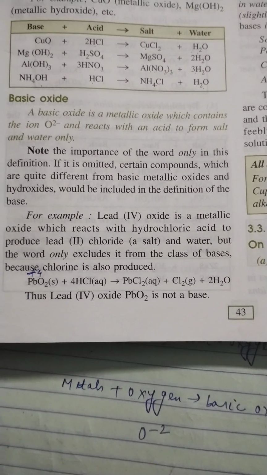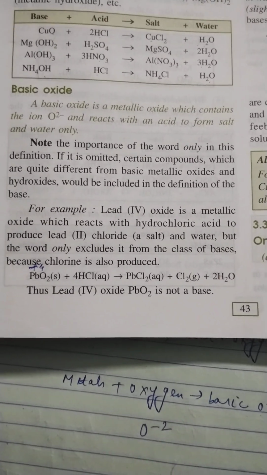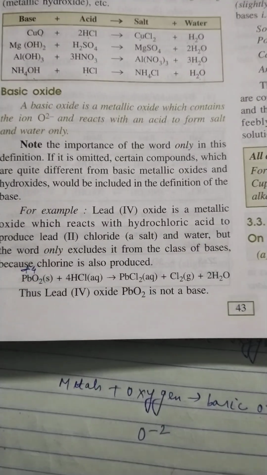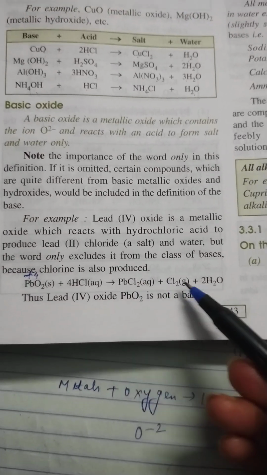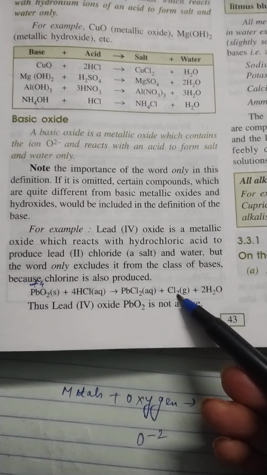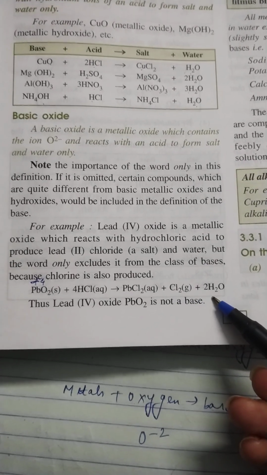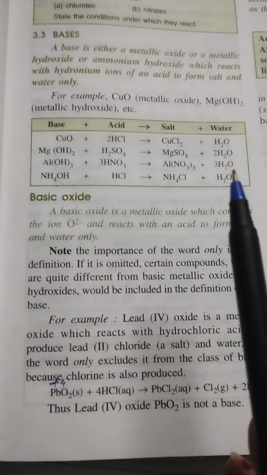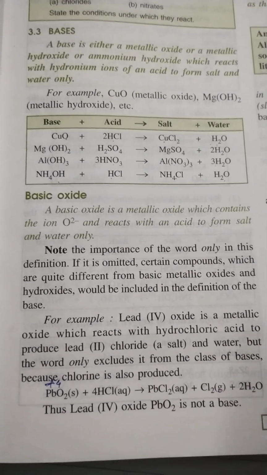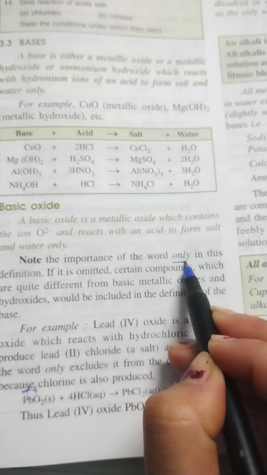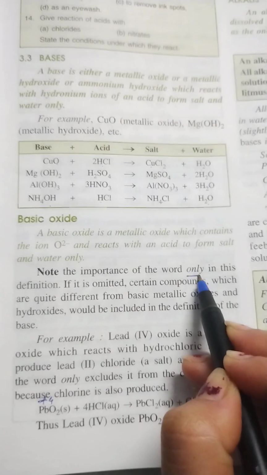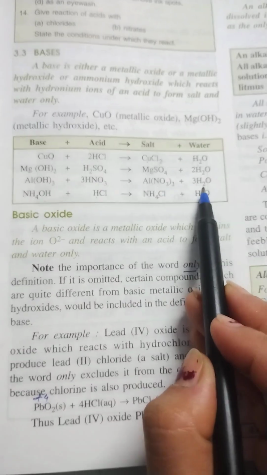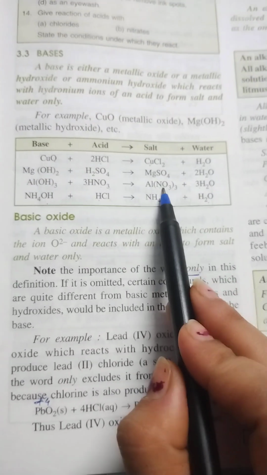Now remember, lead 4 oxide is a metallic oxide which reacts with hydrochloric acid to form the salt PbCl2. Cl2 is the gas emitted, and along with that a water molecule is released. Now, bases react with acids to form salt and water only. This word only has a great significance. Metallic oxides or metallic hydroxides will react with acids to form salt and water only. No other thing will be produced, only salt and water.